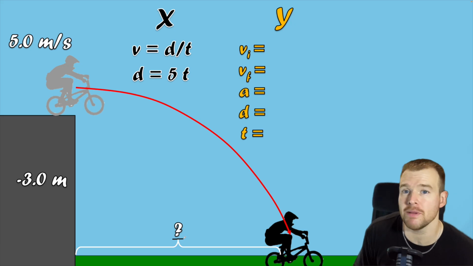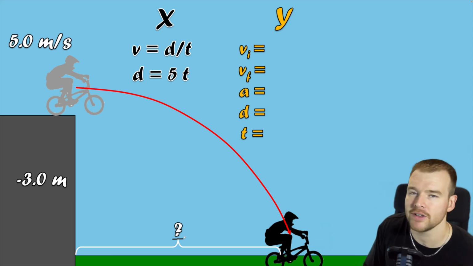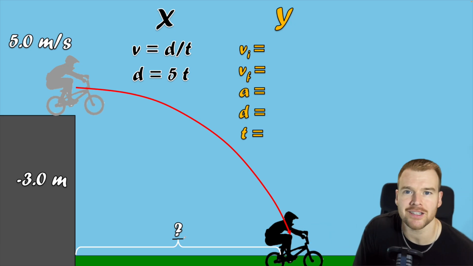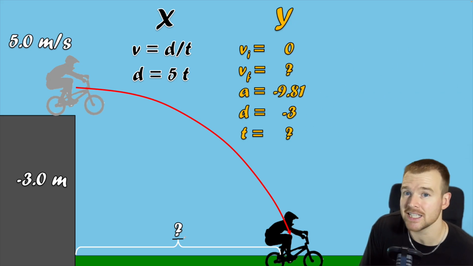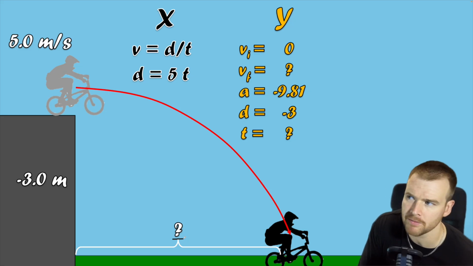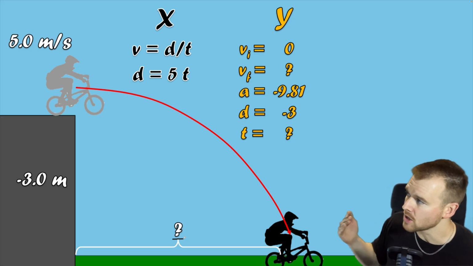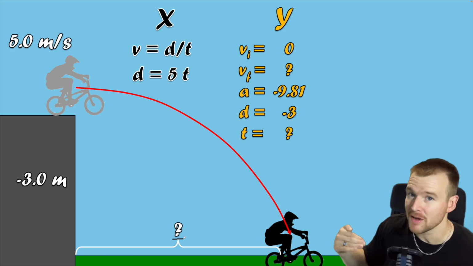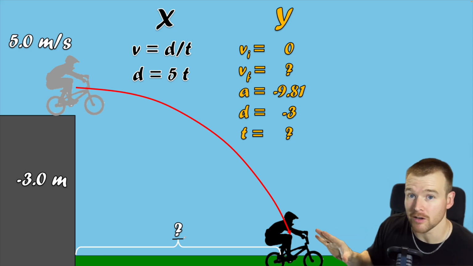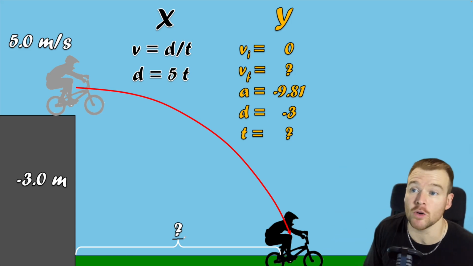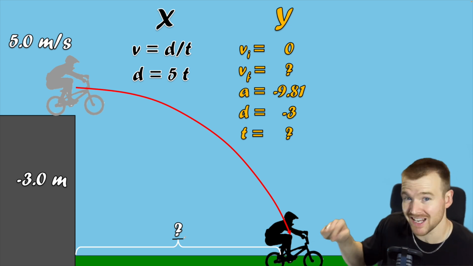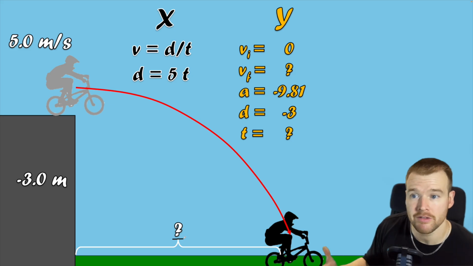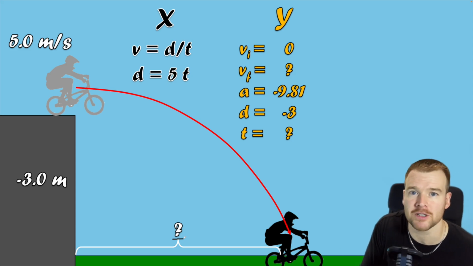So to figure out what equation to pick, let's list all our variables: VI, VF, A, D, and T, all the accelerated motion variables. Fill in what I know. VI is 0. That's an important part, because lots of people think 5 meters per second, but it wasn't launched up or down. My velocity in the up and down started at 0, and then it became negative. VF, when it hit the ground, I didn't know. But it accelerated downwards at 9.81, fell -3, and I'm here to solve for time.